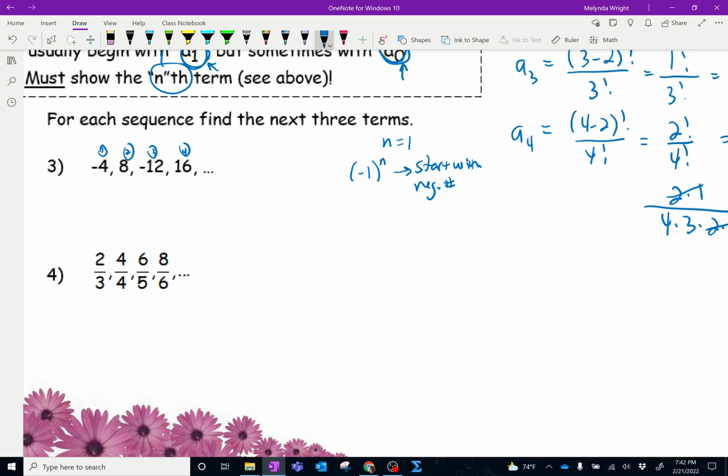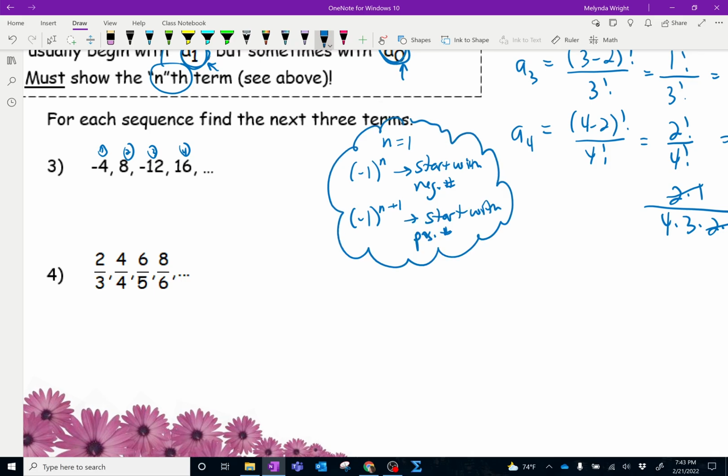Okay? If we do negative 1 to the n plus 1, so I put a 1 in there, 1 plus 1 is 2, negative 1 squared is positive. This configuration would make us start with a positive number. Okay, so this is the configuration to write a sub n formulas in which the terms alternate. We're starting with a negative number there, so let's use that first little formula, negative 1 to the n. That'll make us have a negative number. And let's see if we can figure out the pattern.